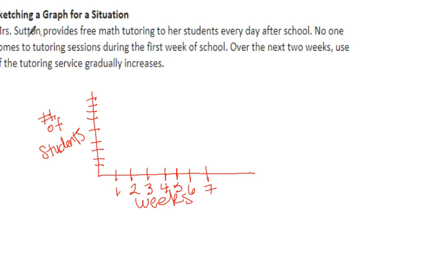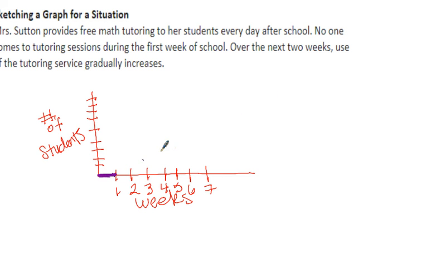So it does say that for Mrs. Sutton's math tutoring, no one came. Now, no one coming does mean 0. And it does say for the first week. So I'm going to use a different color so we can see it. But you guys would need to color this line in a little thicker. Make this line right here a little thicker from 0 to 1.